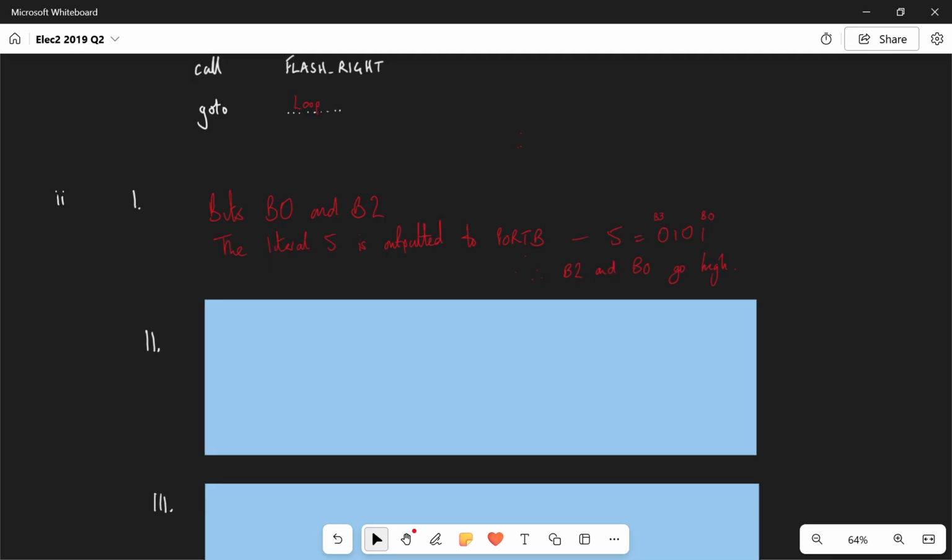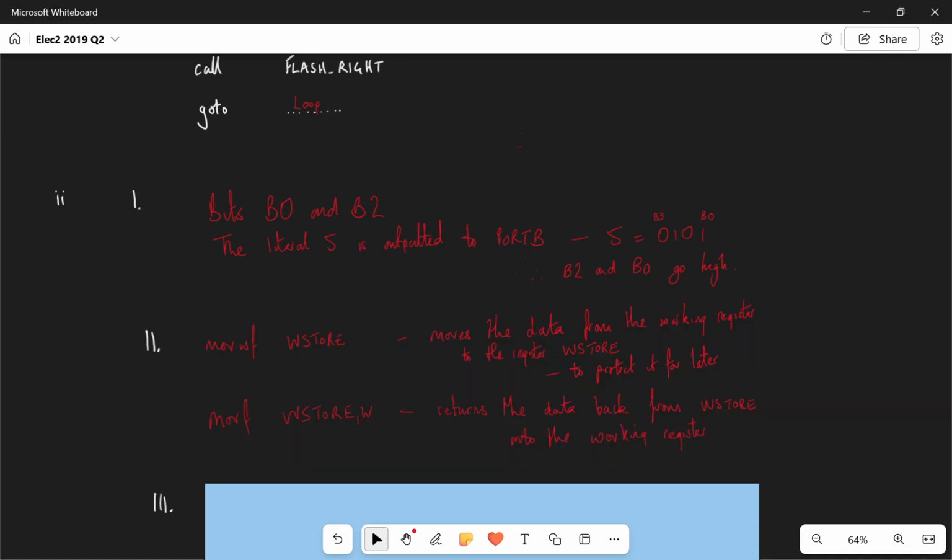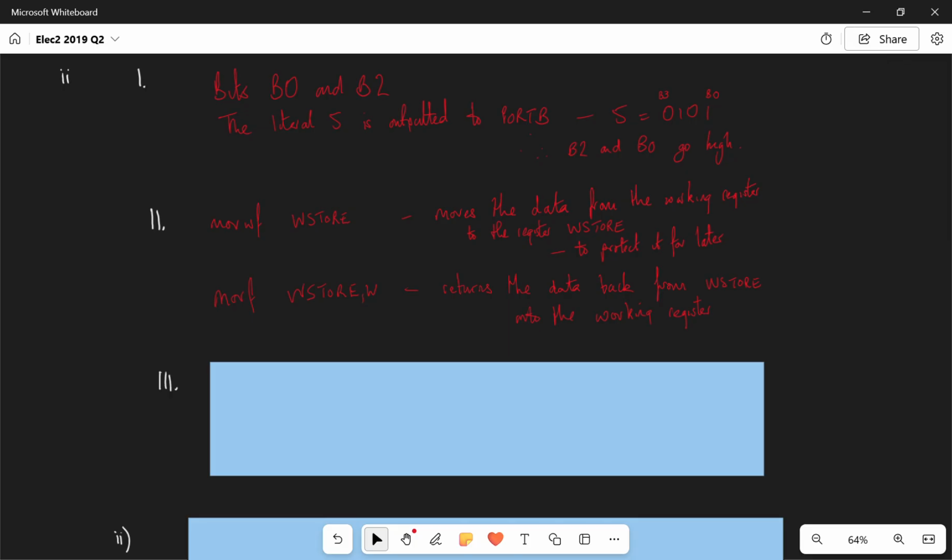Okay, for part 2, why are the instructions MOVWF W store and MOVF W store, W needed? Well, as far as this one's concerned, MOVWF W store moves the data from the working register to the register W store, and this is all about protecting it for later. And MOVF W store, W returns the data back from W store into the working register.